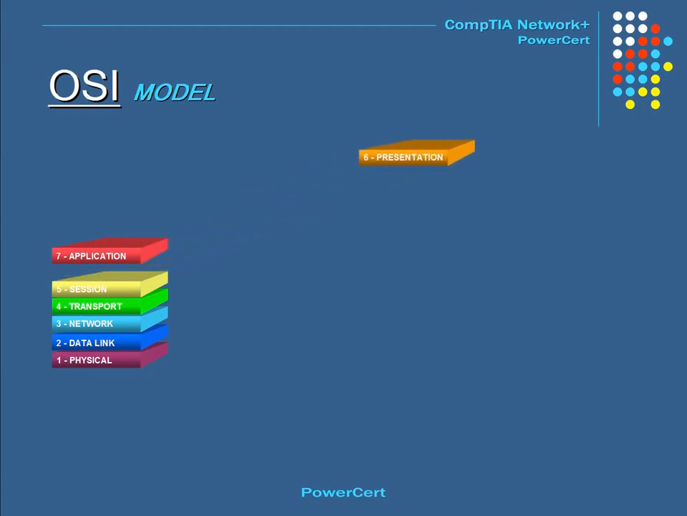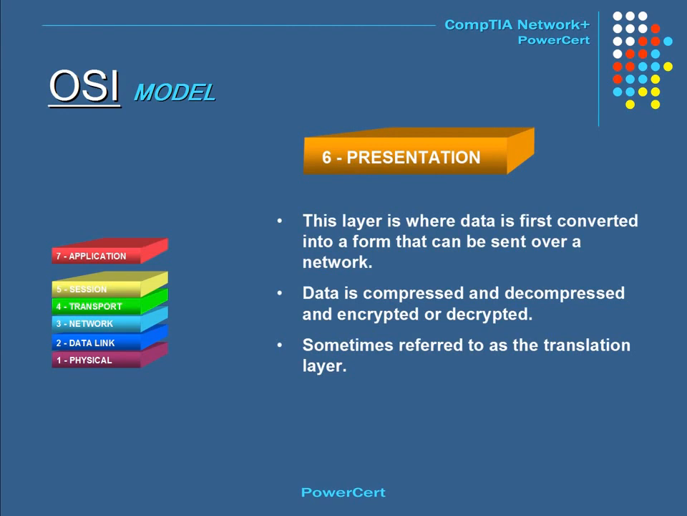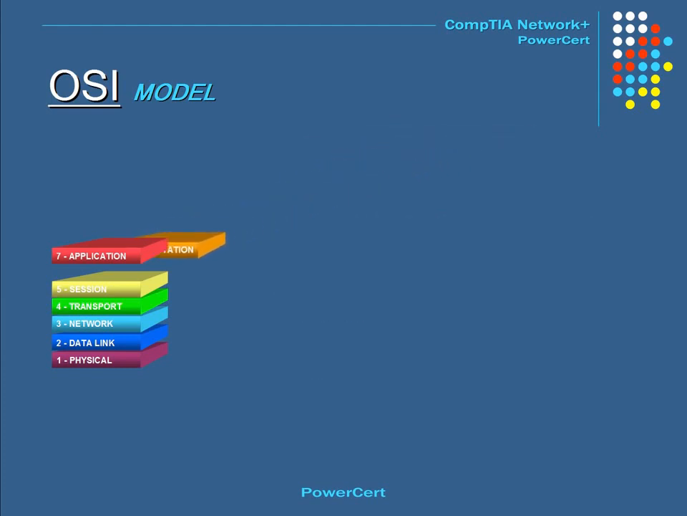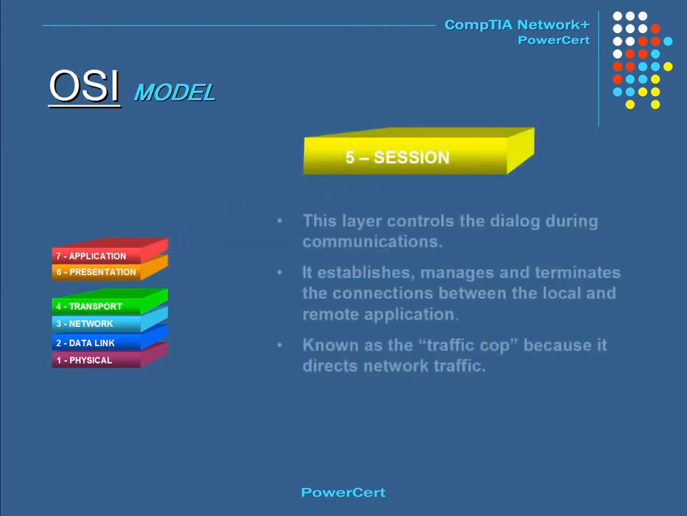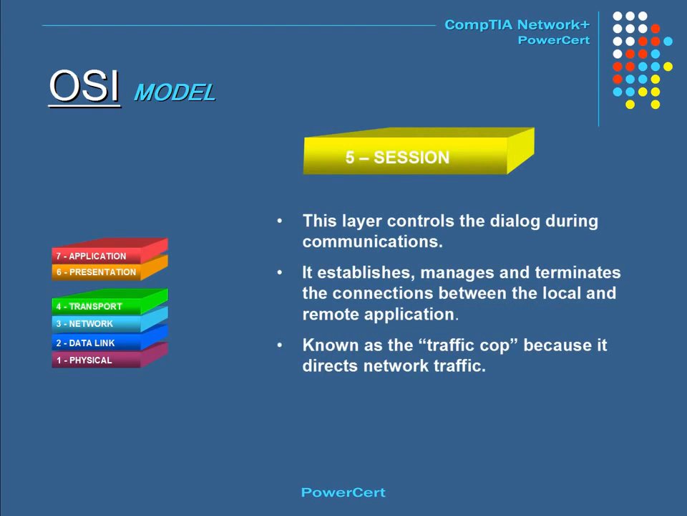The presentation layer is where data is first converted into a form that can be sent over a network. Data is compressed or decompressed and encrypted or decrypted. This layer is sometimes referred to as the translation layer. The session layer controls the dialogue during communications. It establishes, manages, and terminates the connections between local and remote applications. This layer is also known as the traffic cop because it directs network traffic.